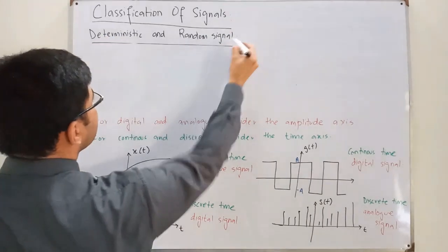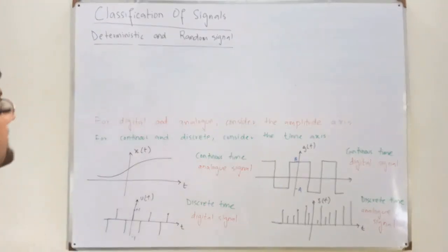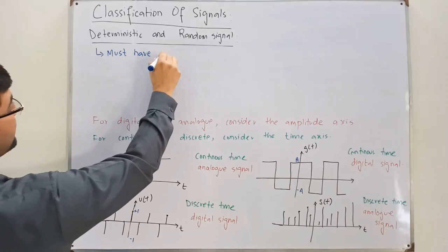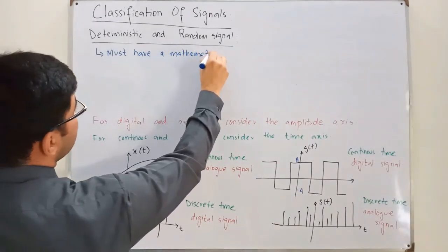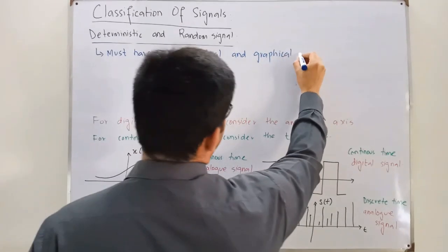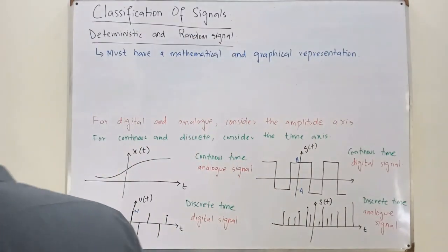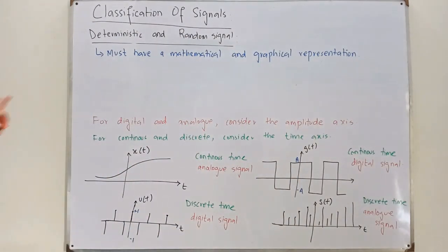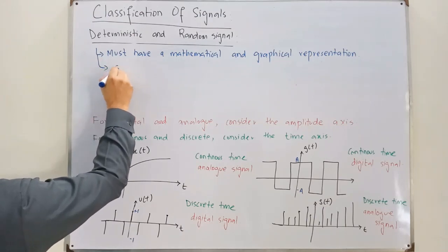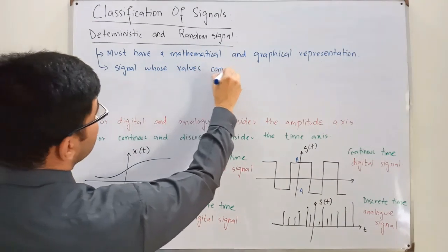So now, what is a deterministic signal, which could be determined? As the name suggests, a deterministic signal could be determined for any value. So a deterministic signal would have a mathematical representation. It must have a mathematical and graphical representation. It is a signal whose values can be predicted because it has a mathematical or graphical representation, so you can predict. It is a signal whose values can be predicted.